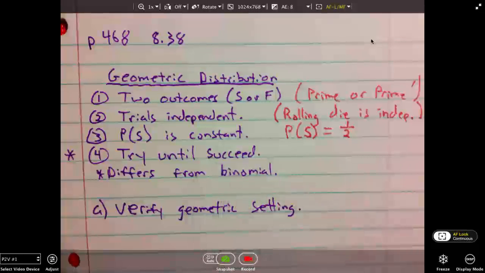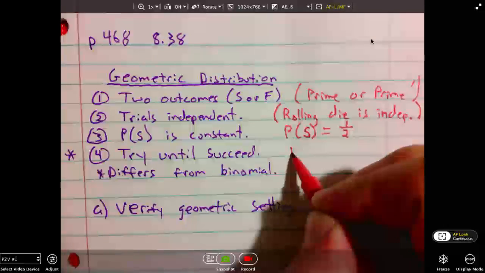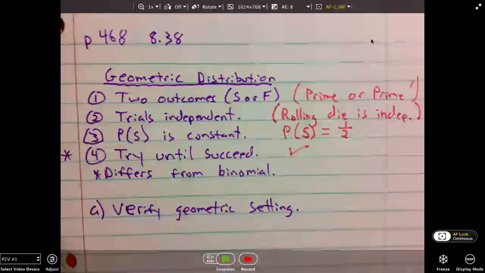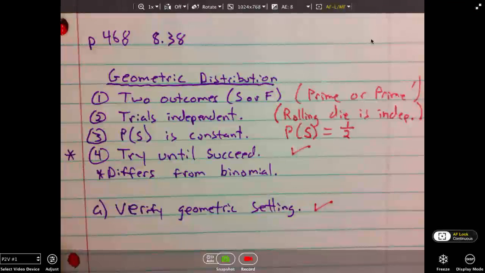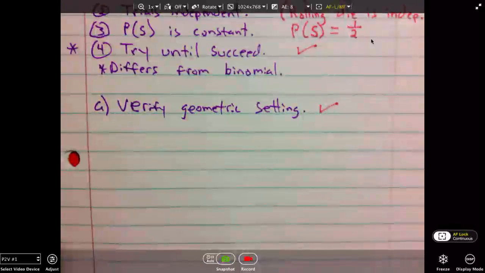Try until we succeed. That's what the problem says. We're going to roll until we get a prime. So indeed, we fit here. So we have all 4 of our characteristics. Verify the geometric setting. Done. All right. B says construct a probability distribution table to include 5 entries.